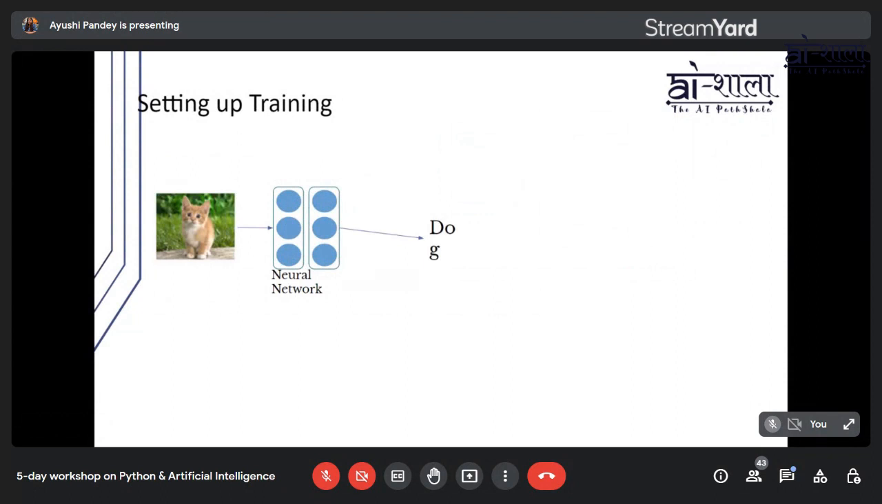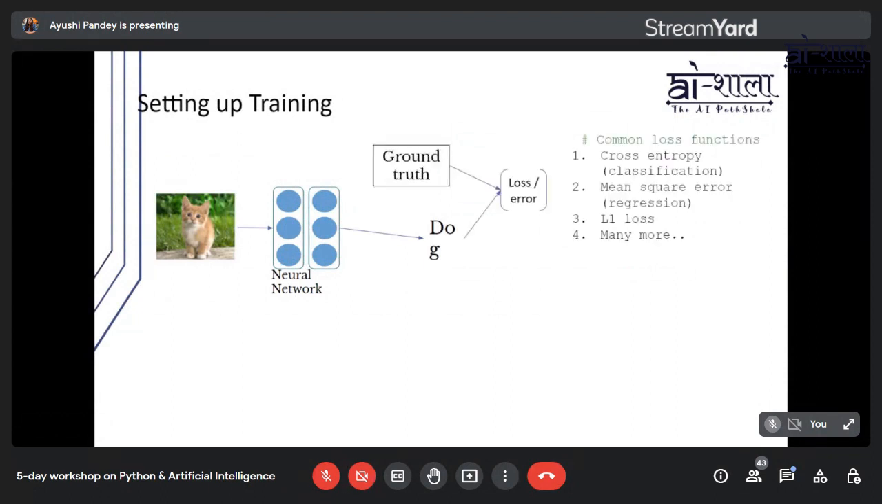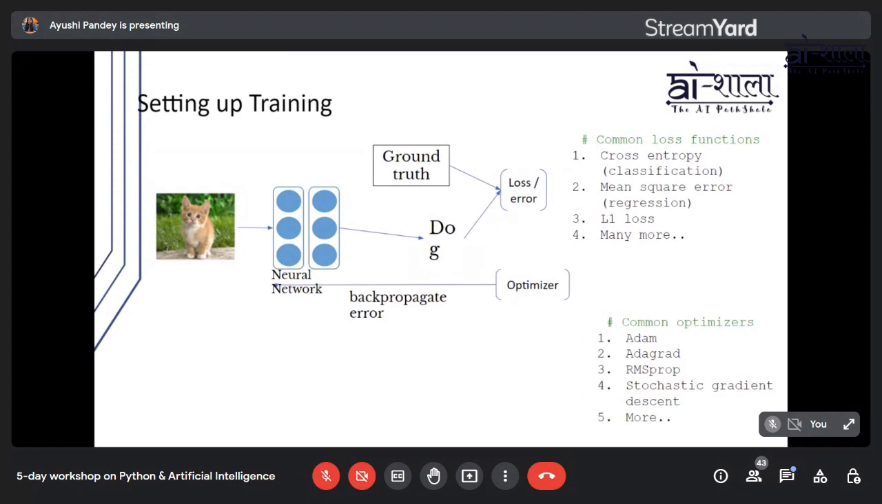So what exactly is happening here? You guys will be thinking, okay, you told us about Keras and TensorFlow, but how? And you told me about the neural network, but how exactly will it work?